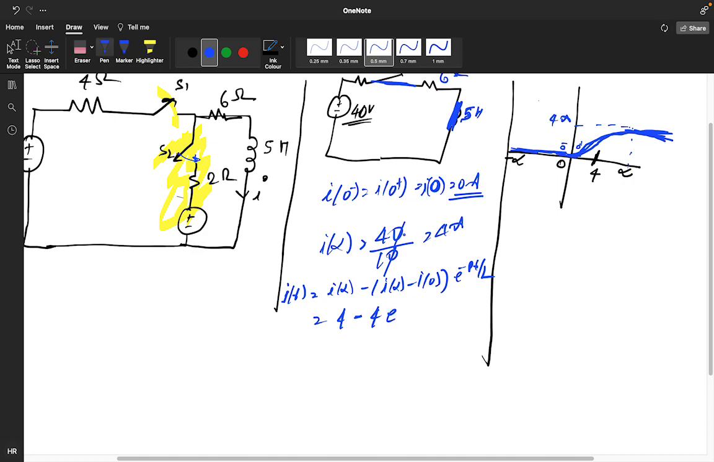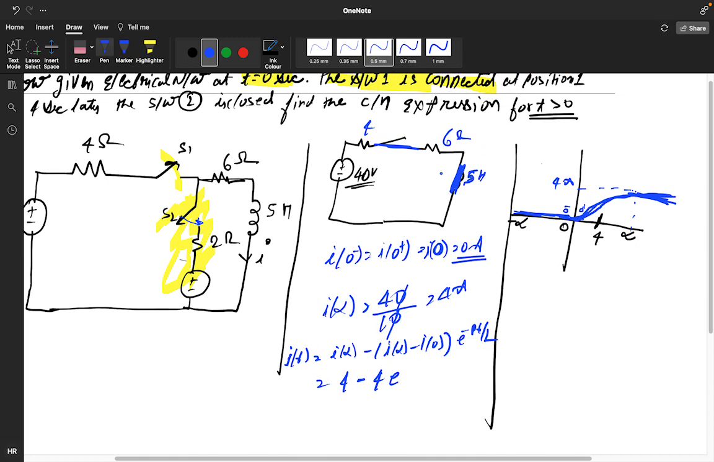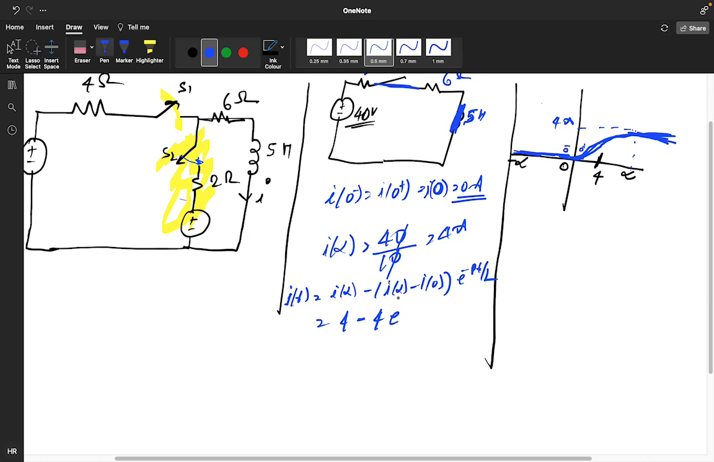e power minus R value. How much R value will we get? 10. From seeing this, it will get short circuited, so directly I am telling it will be 10. So minus 10 t and L value is 5. So we are getting 4 into 1 minus e power minus 2t. This is my I of t current. So this is the equation of this particular curve, 4 into 1 minus e power minus 2t.